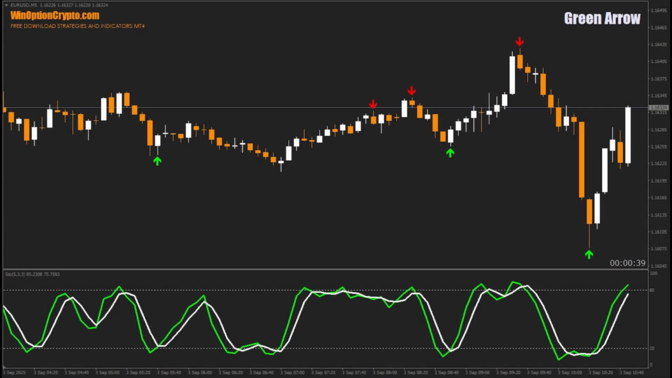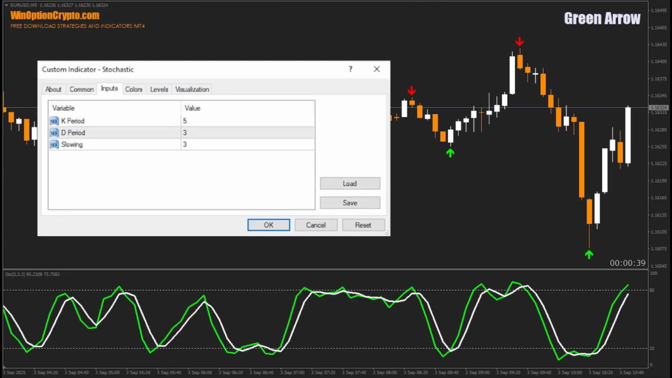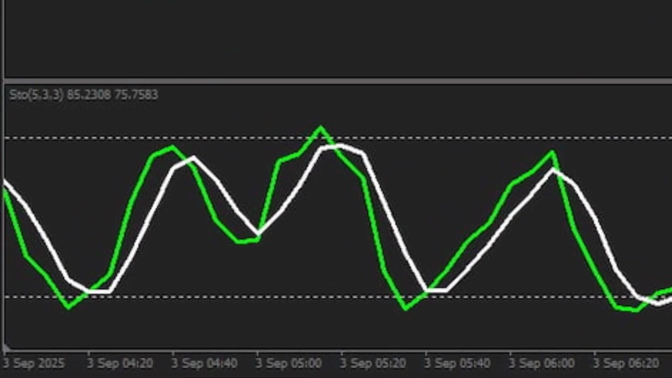Now let us move on to the main settings. The green arrow signals are defined by the set parameter, which is its key setting. The optimal values are in the range from 5 to 10. The stochastic oscillator parameters can be left at the default settings of 5, 3, 3. Its role is to indicate the direction of price momentum. Signals are formed when the fast %K line crosses the slow %D line.